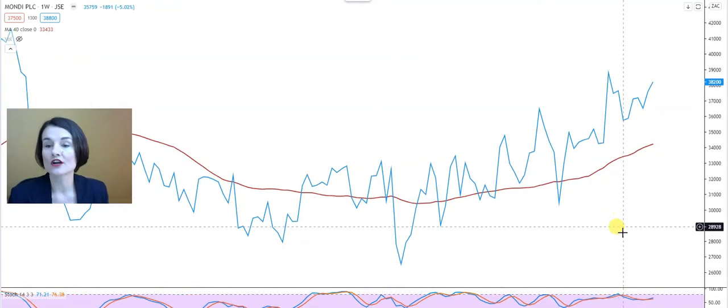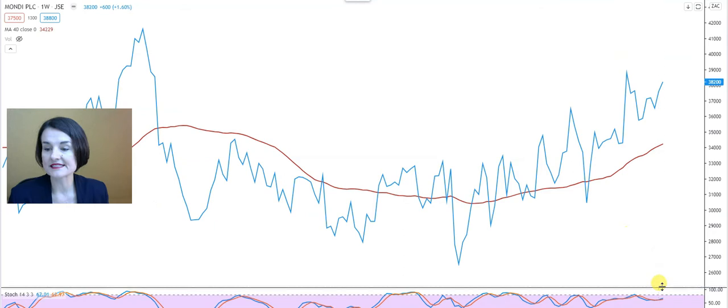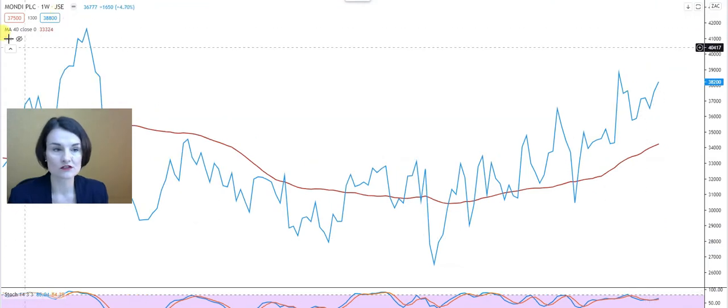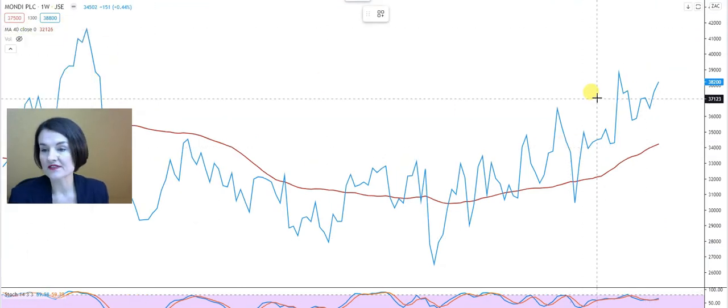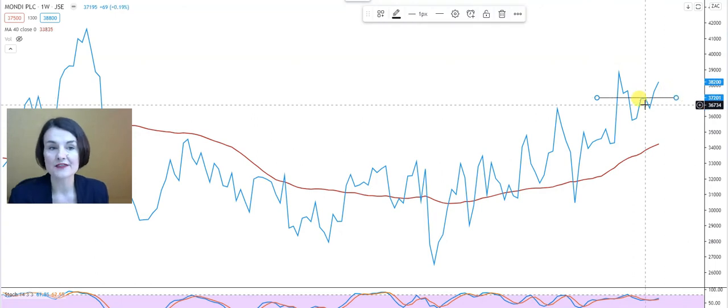Matt wanted us to look at Mondi. Now, we can see the stochastic is in no man's land. It's sitting at 68. It's not overbought yet, and it's also not oversold. But Matt, we can see that the next higher low on Mondi was confirmed at 371 Rand 95.